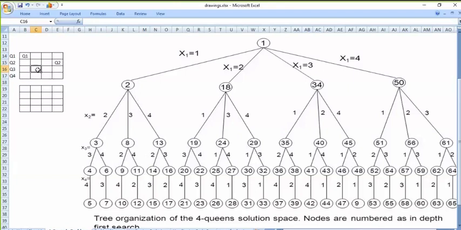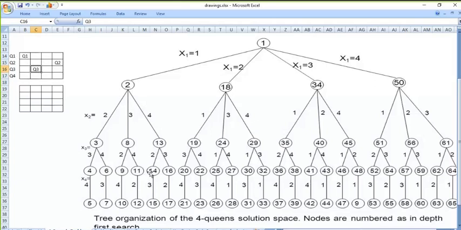Second column means, suppose I keep Q3 over here, will it become a violation as of now? No, it will not become a violation because Q1, Q2, Q3 are all on different rows, different columns, and not on the same diagonals. So 13 to 14 is valid here.